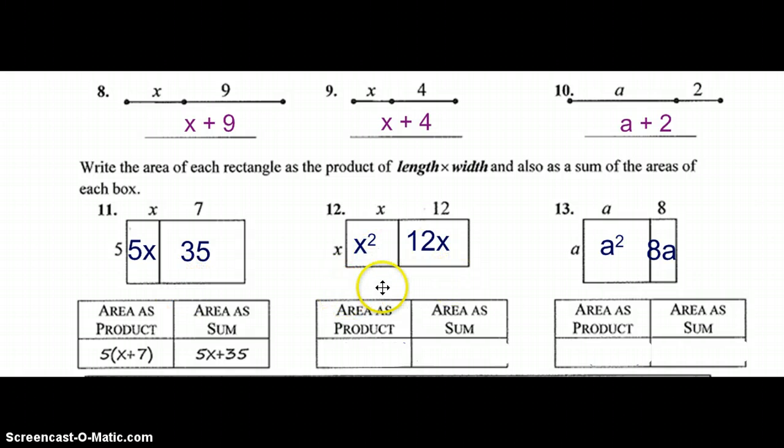In question 12, we can do the same thing. The product of the rectangle would be represented by length times width, or x times x plus 12, or we could represent that exact same area as a sum, x squared plus 12x, where we're just adding together the areas of the two individual rectangles instead of finding the total area as an expression. Try number 13. The area can be represented as a product by taking a times a plus 8. It can be represented as a sum by taking a squared plus 8a.